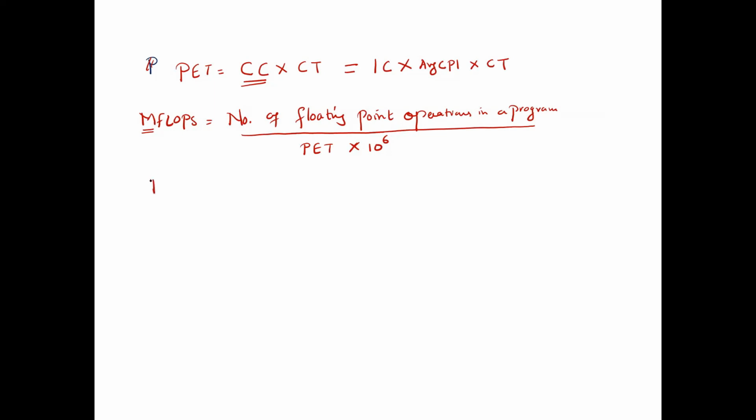We have another measure, MIPS. What is MIPS? Million instructions per second. So how do we calculate million instructions per second?